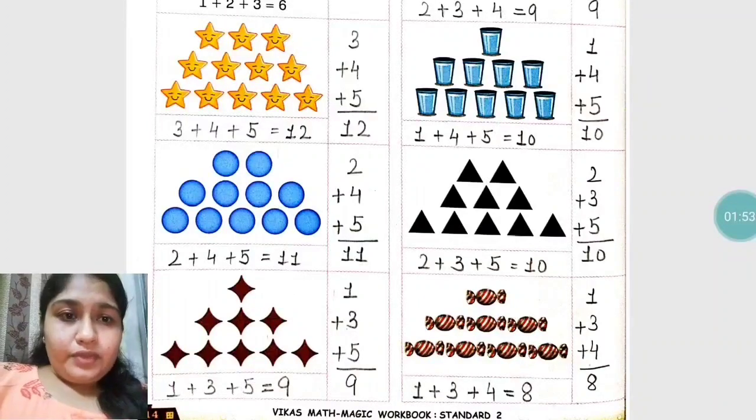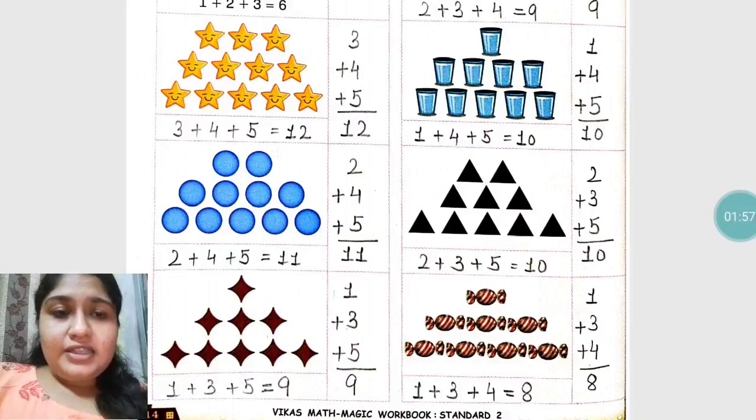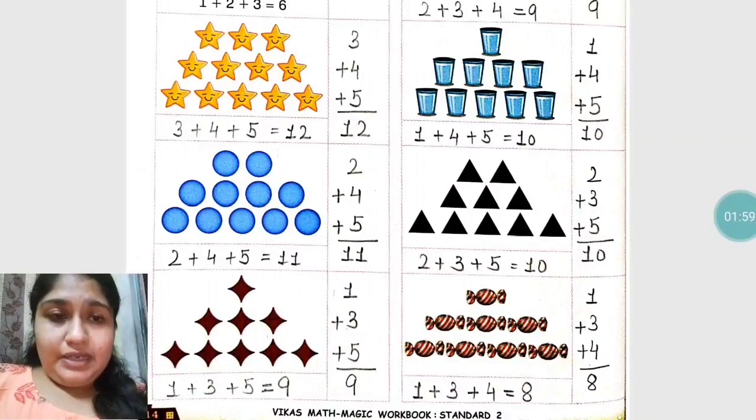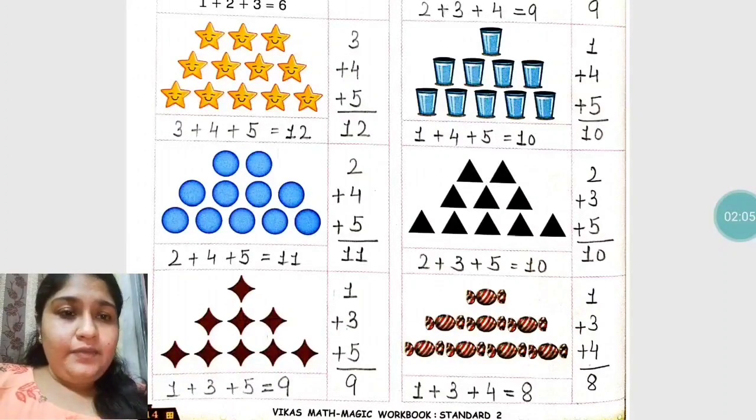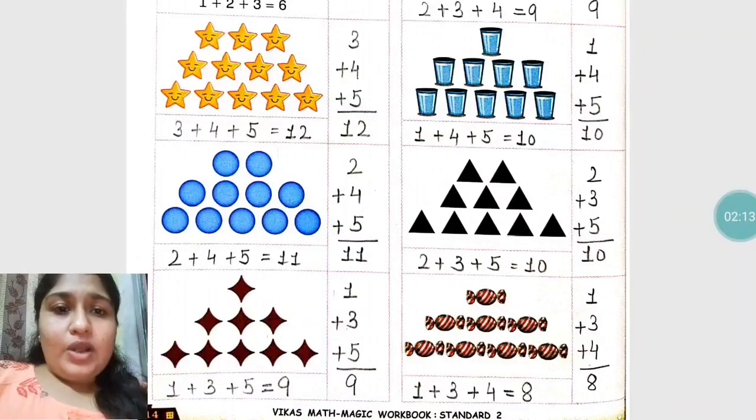Now the next one. So students, as you can see that this object looks like a diamond. In the first row only 1 diamond is there. In the second 3 diamonds are there. And at the last, that means the third row, 5 diamonds are there. So 1 plus 3 is equals to 4. And if I add that 4 to 5, so what will be the answer?